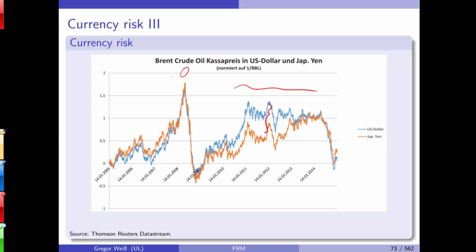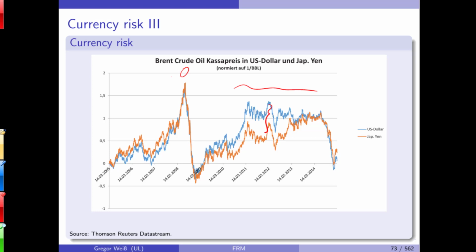So here you can see that at some point monetary policy and the general growth in these economies were so different that currency rates drifted apart. And this is why you can see such a high and large difference between the price of oil in dollar and yen. During the financial crisis, no one cared. Yeah, you can see that it was almost the same.